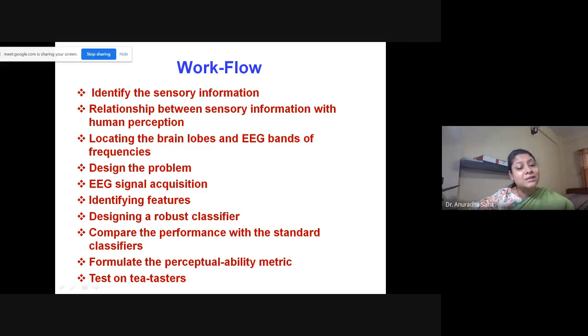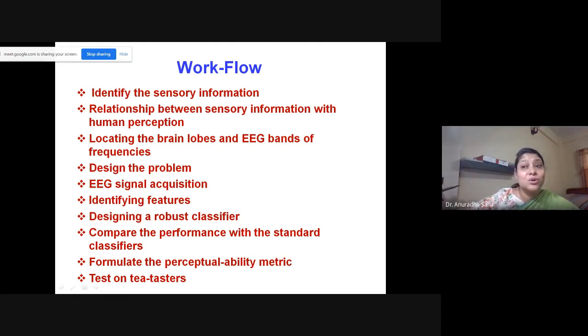That means if we want to find out the exact right tea taster, we need to check the perceptual ability of those particular tea testers. So we need to formulate a metric, and then we are ready to test on tea testers. So this is all about the workflow.